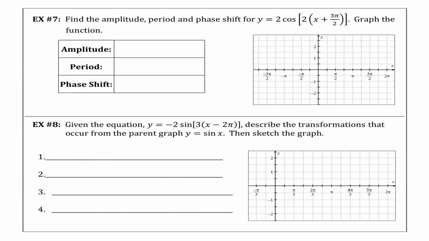Up first with number 7, it says you have y equals 2 cosine 2 times x plus 3 pi over 2. Graph the function. Okay, so we're going to describe what took place. Our amplitude is what? 2. We have an amplitude of 2. Our period equals 2 pi over B, and what's our B? Which leaves us with what? Pi.